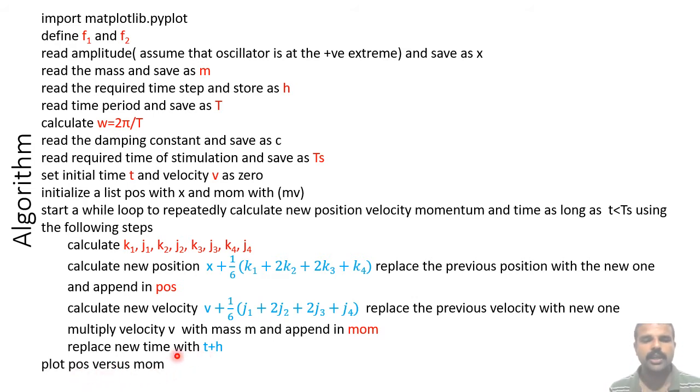And finally, when the loop is over, you will get every position and every corresponding momentum. So the last step is to plot position versus momentum. That's it.